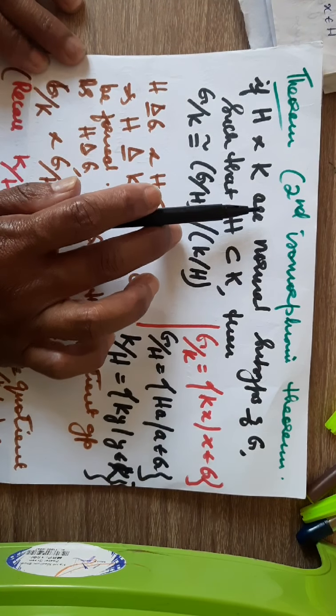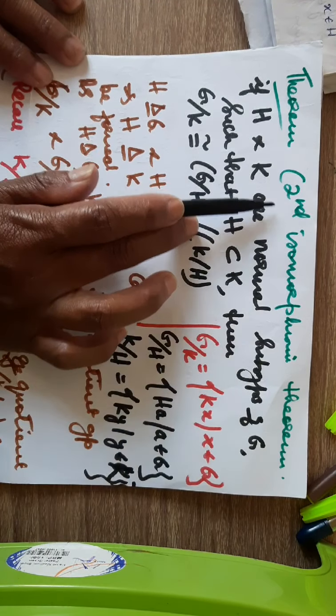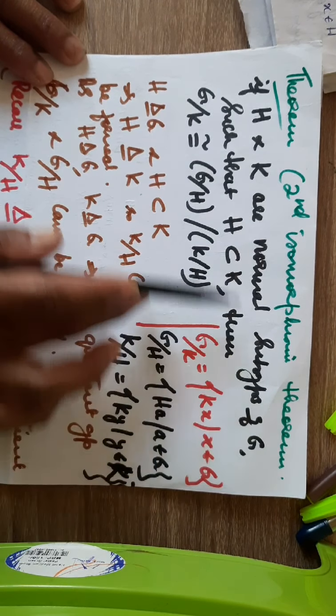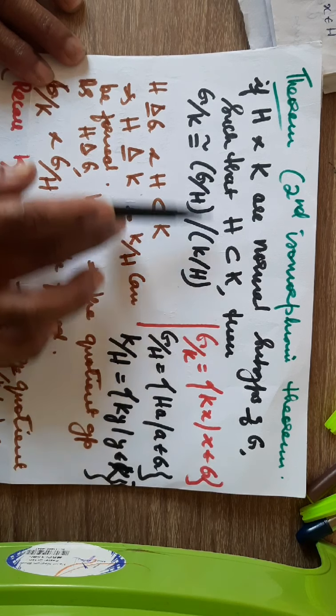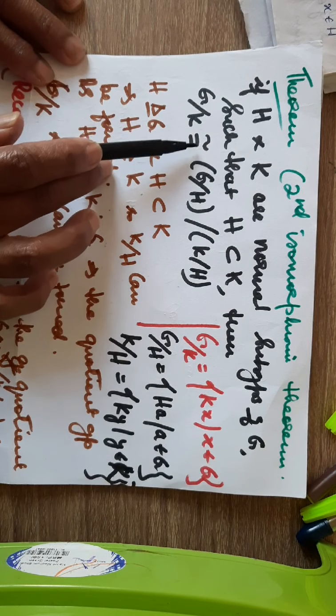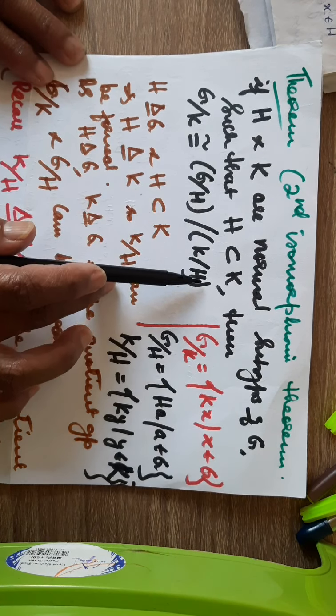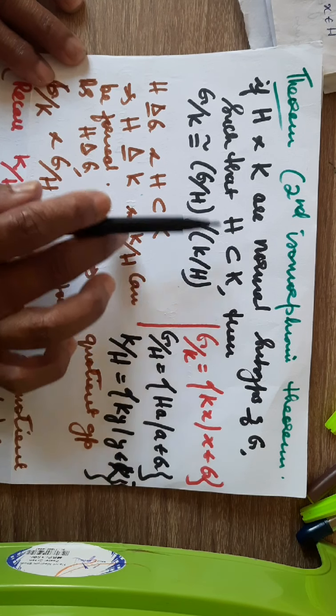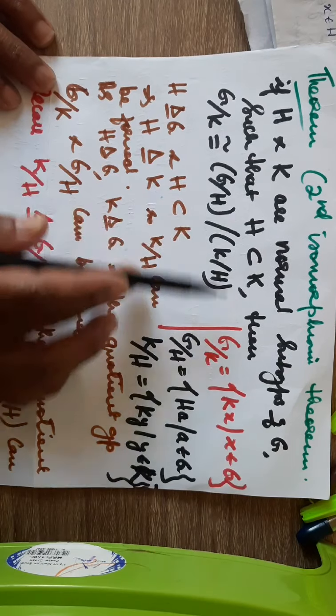Let us discuss the second isomorphism theorem on groups. The statement is like this: if H and K are normal subgroups of G such that H is a subset of K, then G/K is isomorphic to (G/H)/(K/H). The second isomorphism theorem will be an application of the first isomorphism theorem. You will see that at the end.